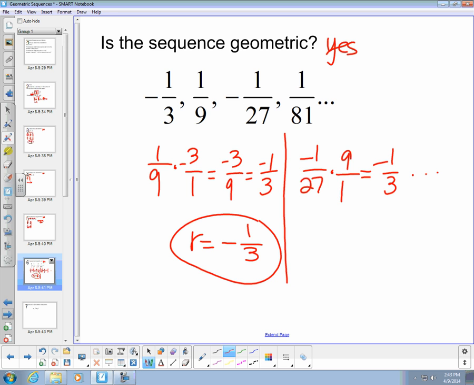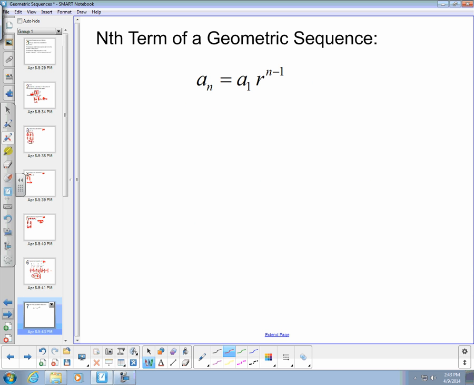Okay, now how do you find a particular term of the geometric sequence? Here is the formula you're going to use. I would like you to highlight this formula.